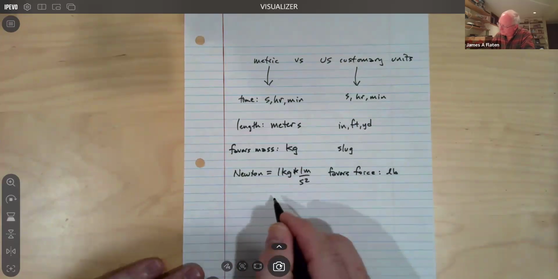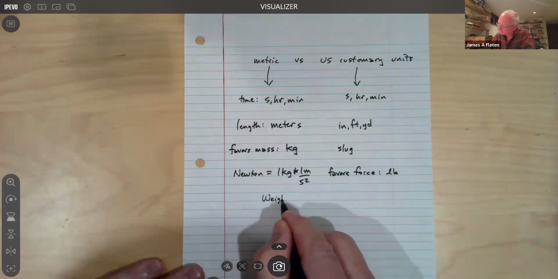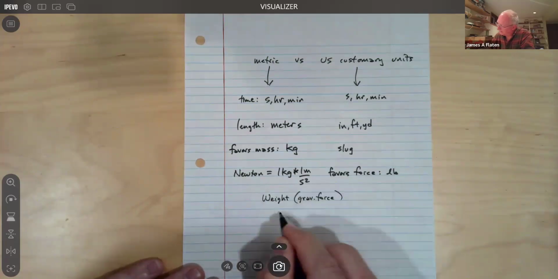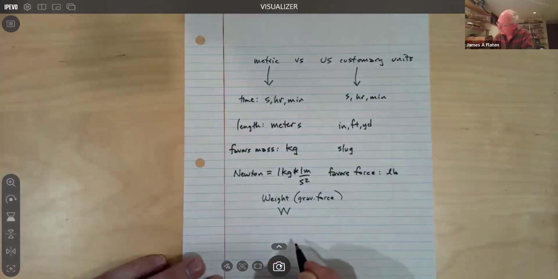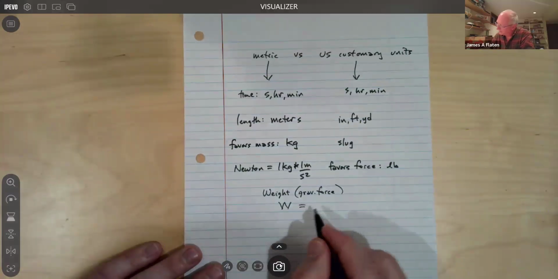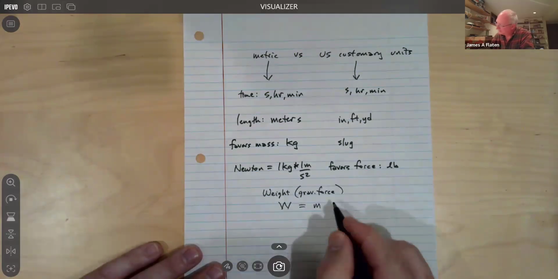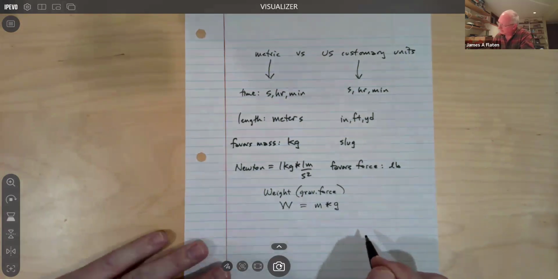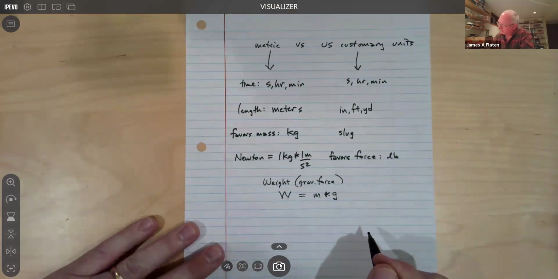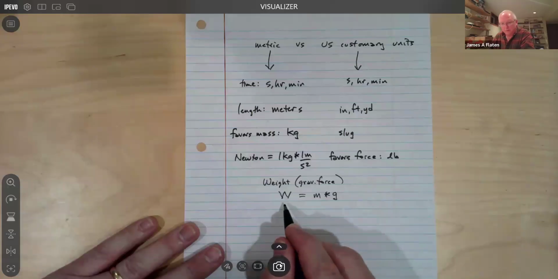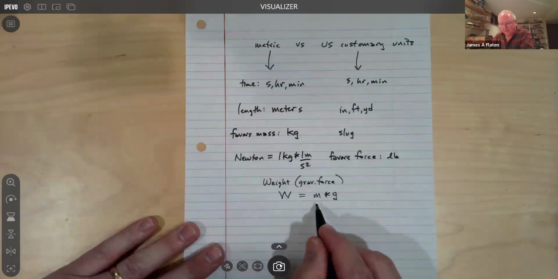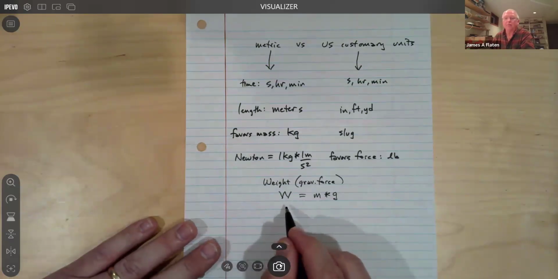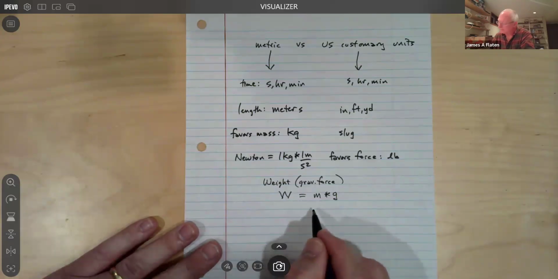Gravitational weight is a force. And I might use W to indicate gravitational weight. And gravitational weight is calculated as m for mass times g, that free fall acceleration constant. And so it turns out that if you know your mass, like in kilograms, and multiply by g, you will get a weight, and the weight will be in newtons. That would be how you do this kind of relationship in the metric system.